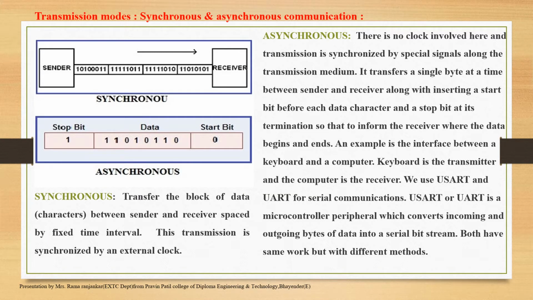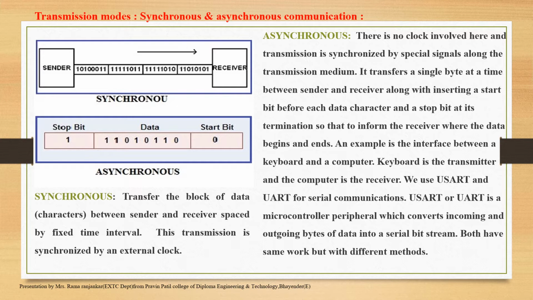Let's see other transmission modes called synchronous and asynchronous communication. The diagram shows synchronous and asynchronous communication. In synchronous communication, blocks of data are transferred along with the clock signal. So this transmission is synchronized by an external clock. While in asynchronous transfer, no clock signal is applied. As the diagram shows, a start bit and a stop bit are introduced in the data.